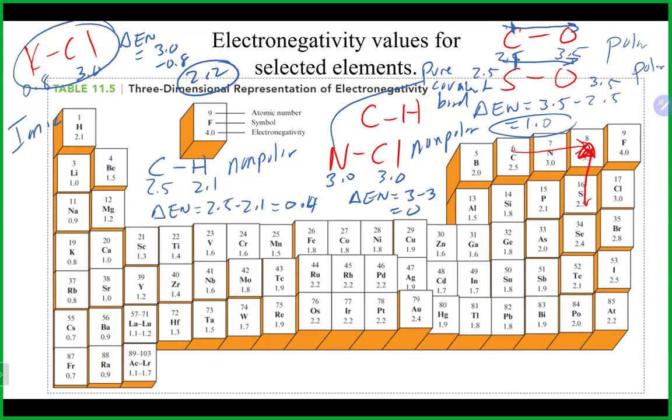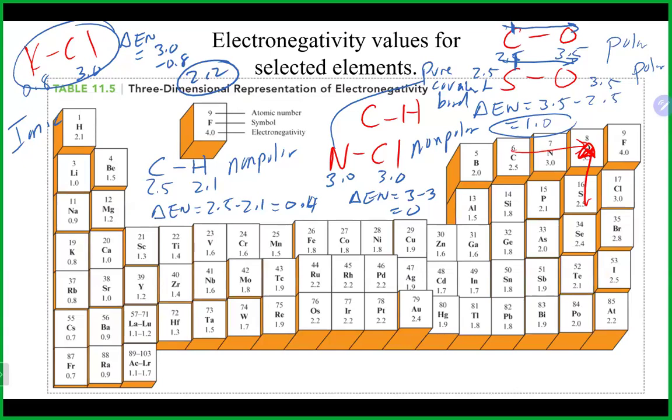So if you're comparing two elements within the same group or the same period, it most likely will yield you a polar bond if they are not in the exact same square, which they won't be. And the one that's further to the right or further up will be the more electronegative atom, and that's where the arrow should point. Any questions on that there?